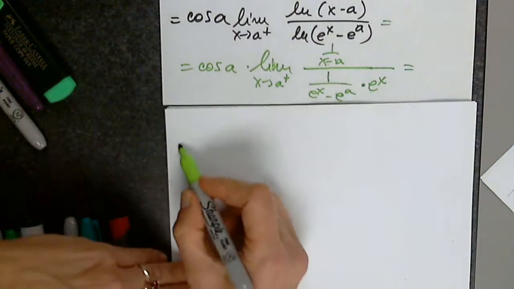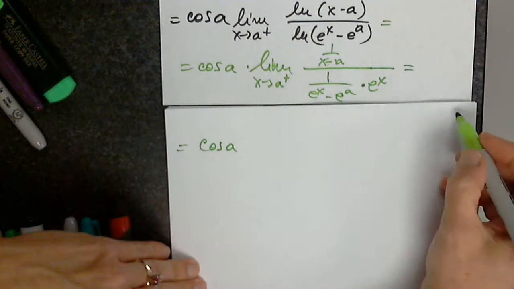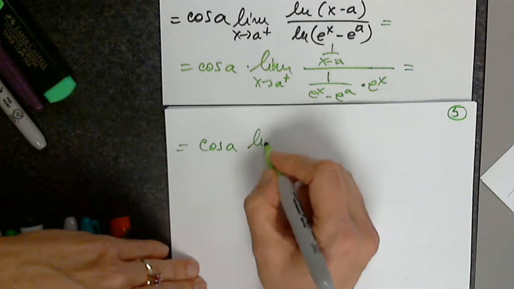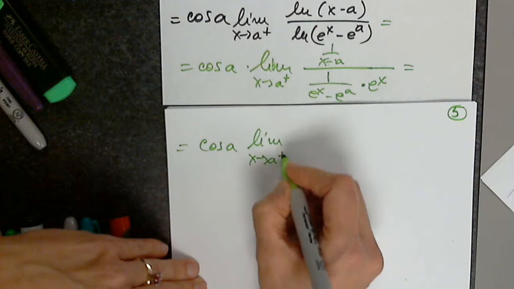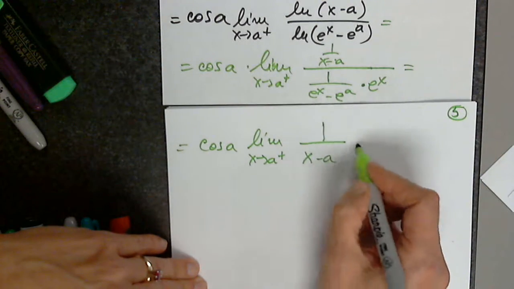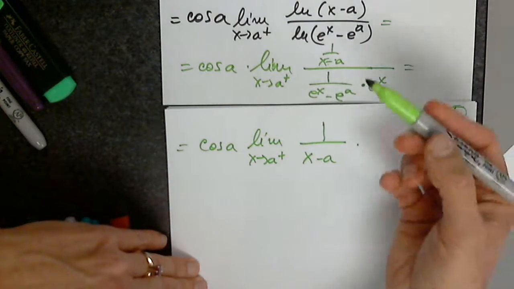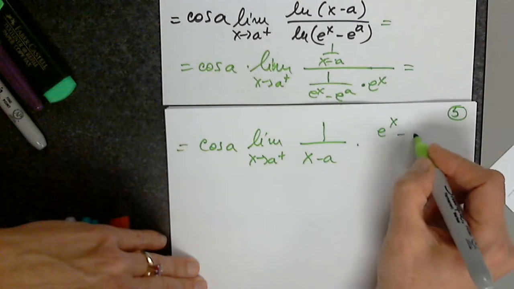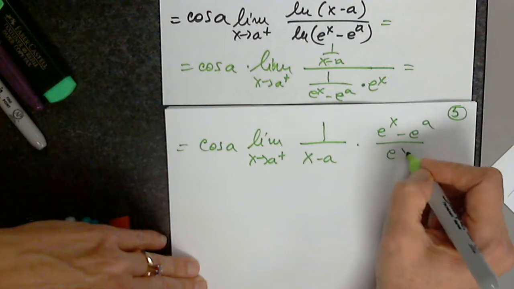I will try to simplify this a little bit. Hopefully I can. So I have the limit as x approaches a from the right. This is e to the x over this. So the numerator is 1 over x minus a. This is e to the x over this, and I'll flip. So e to the x minus e to the a over e to the x.